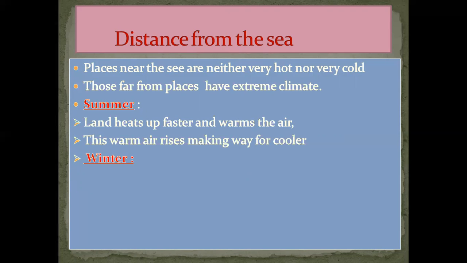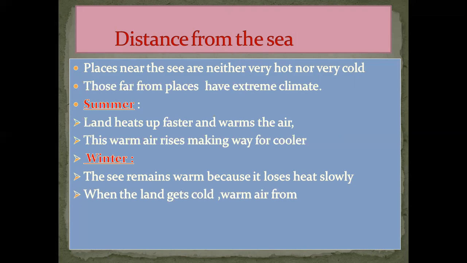And what about the winter season? How is the winter season? The sea remains warm because it loses heat slowly. When the land gets cold, warm air from the sea makes it warmer. So the sea remains warm because it loses heat slowly.